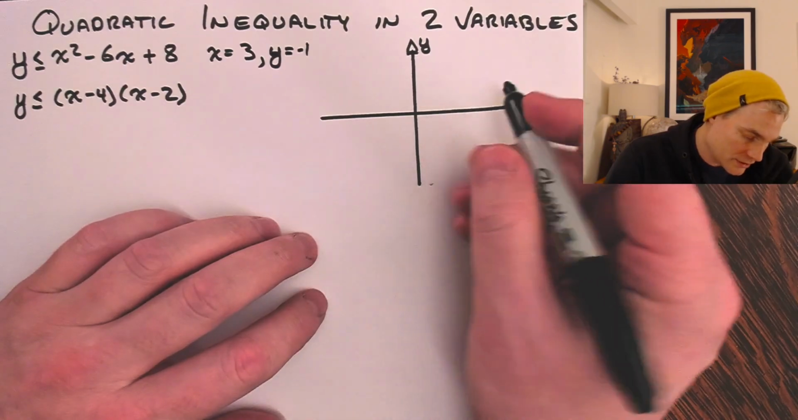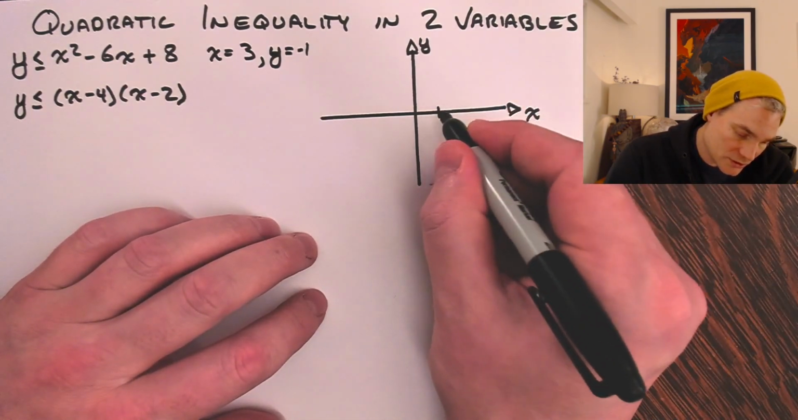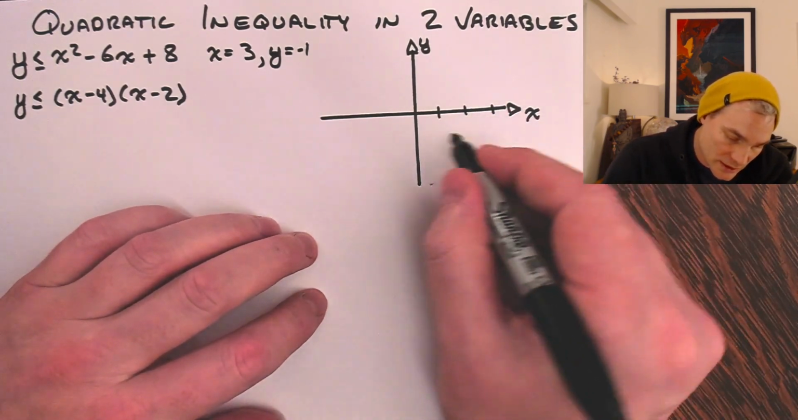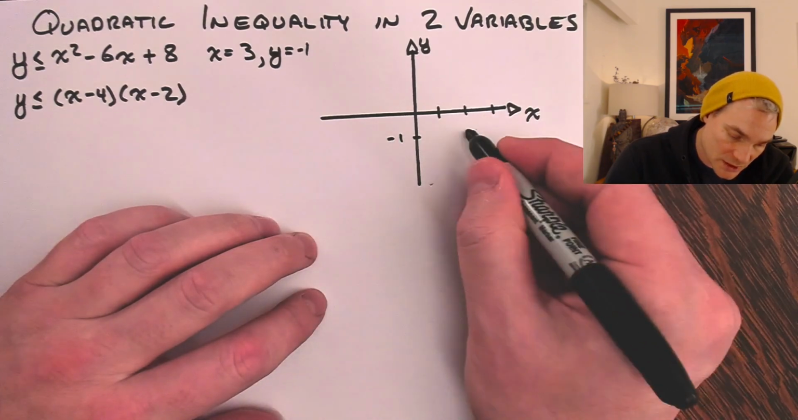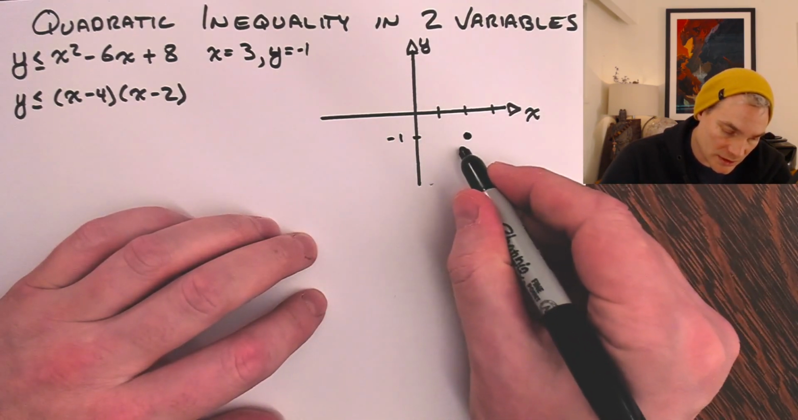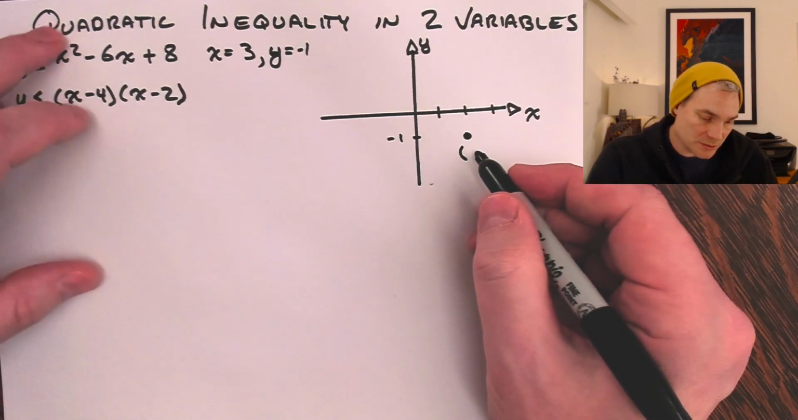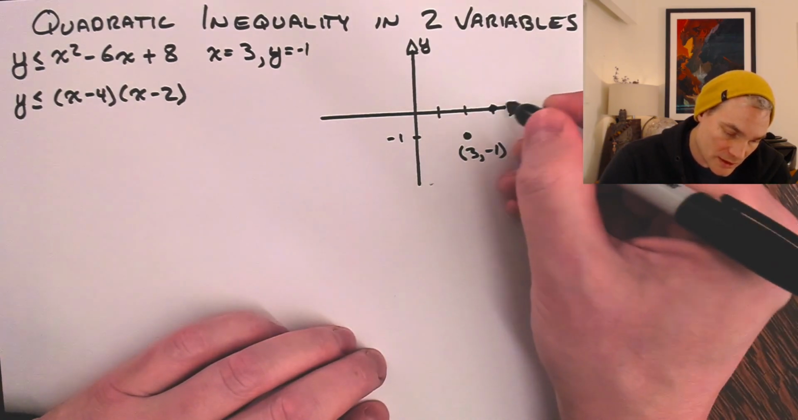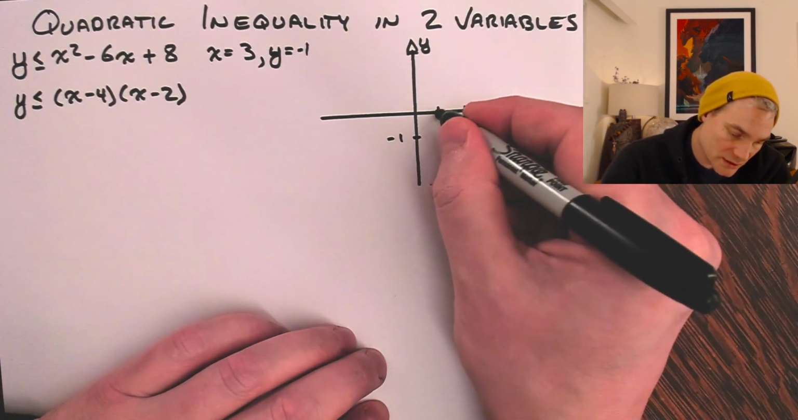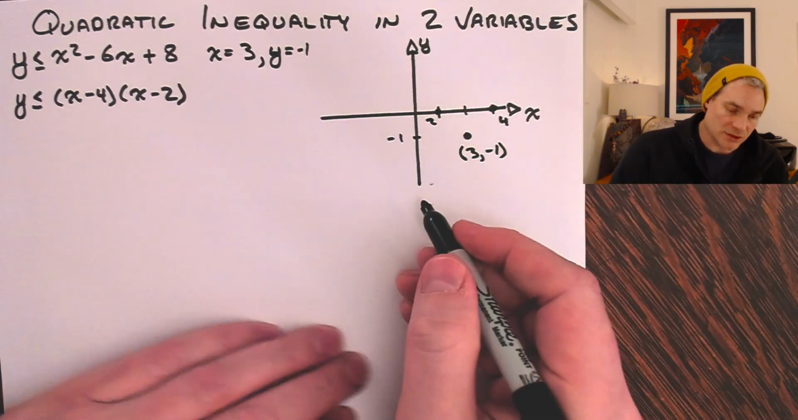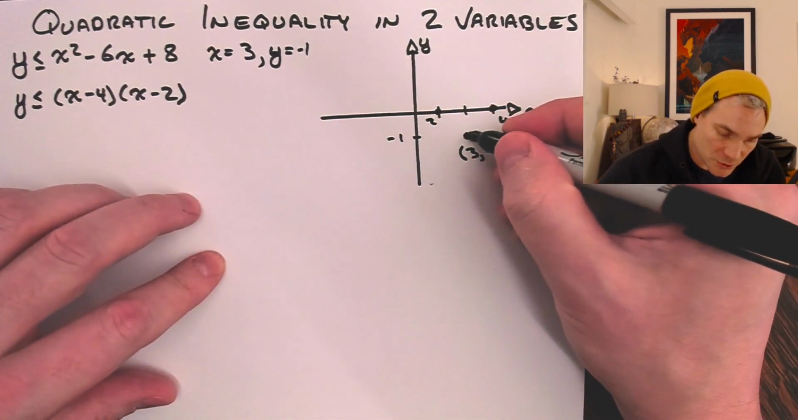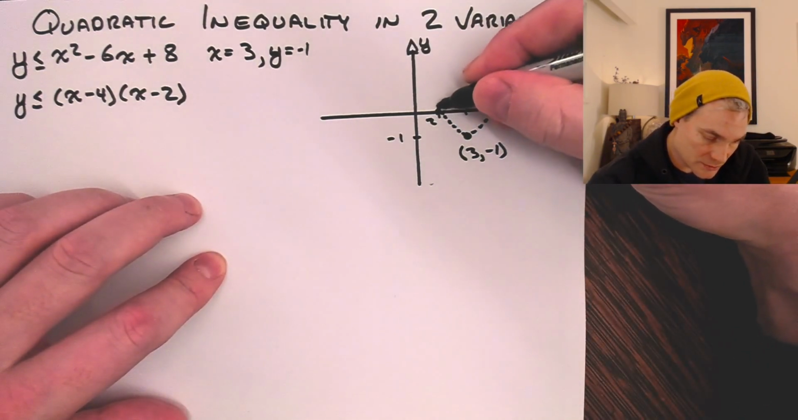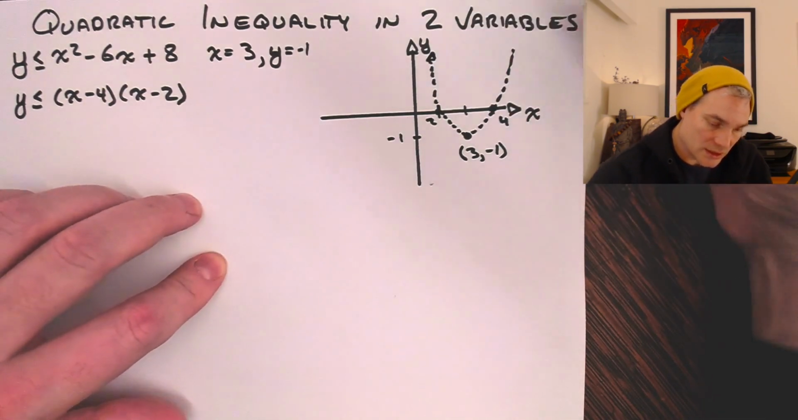So now we have our roots at 2 and 4, and halfway between them at 3, we have our y value negative 1. We know our parabola opens upwards. So this is 3 comma negative 1. That is 4. This is 2. So if I'm going to draw this parabola now, I'm going to draw it with a dotted line. Always start with a dotted line when you're drawing these inequalities.